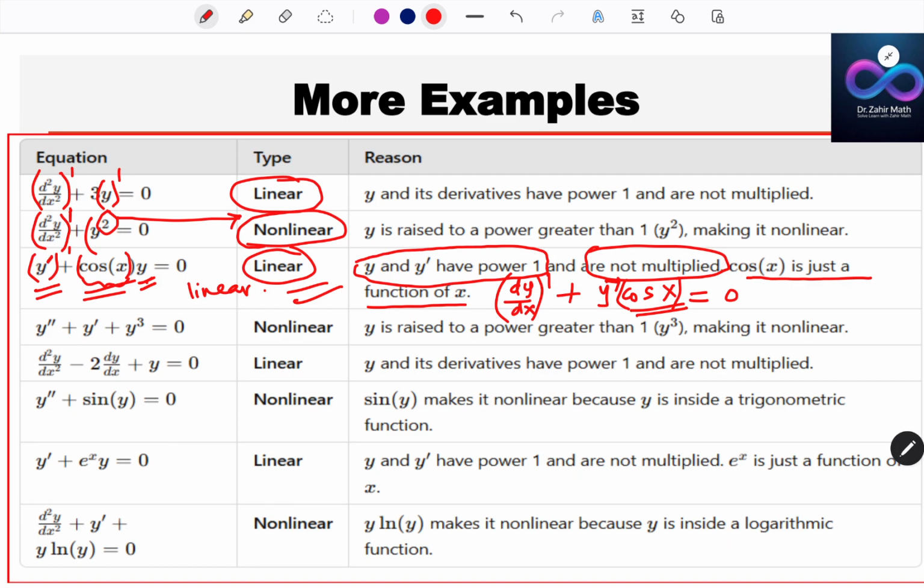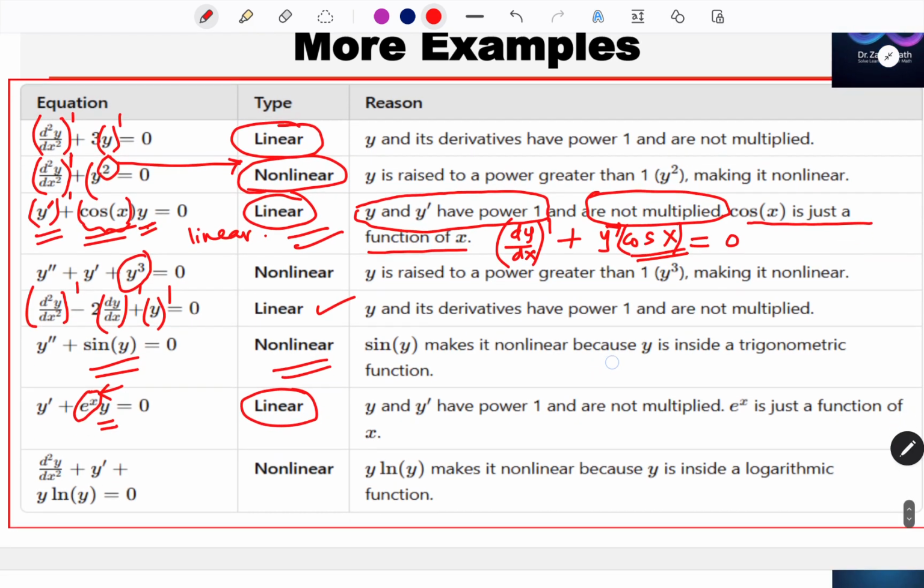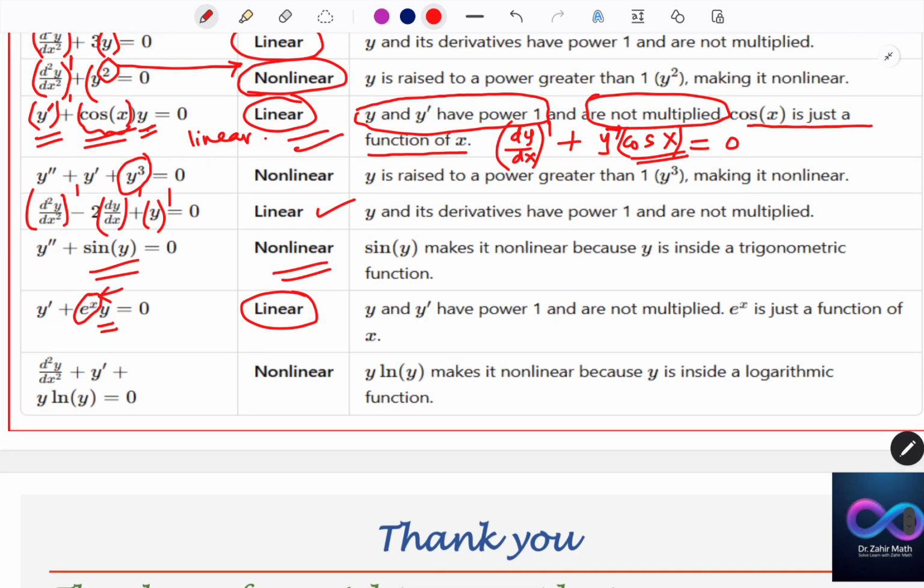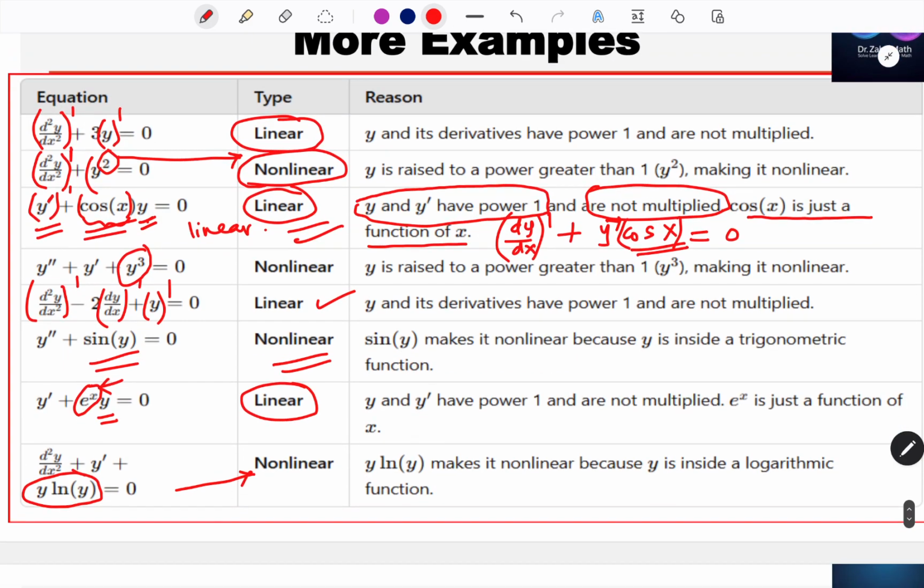Next we go for a non-linear function. This one. Why? Because y has power 3. The other terms have power 1, so that one is linear. The next is non-linear, since there is a sine y. So it is a non-linear function. The next you have e power x, but at the same time it's multiplied by y. It is not e power y, so it's linear. Suppose e power y is there in this place, then definitely it will be non-linear. The next is y ln y, so it's going to become a non-linear function.